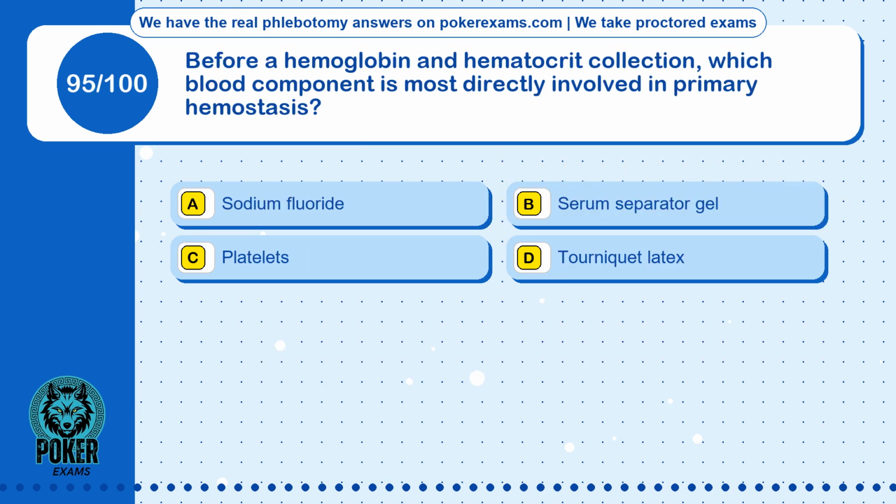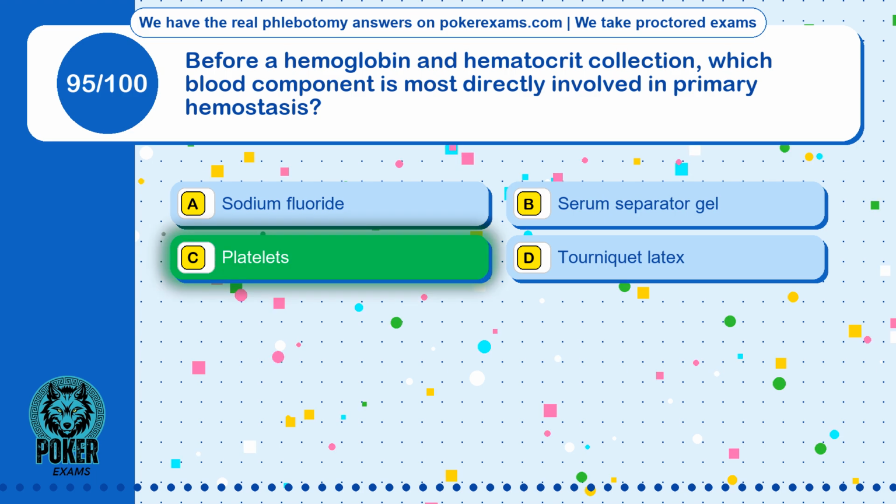Question 95. Before a hemoglobin and hematocrit collection, which blood component is most directly involved in primary hemostasis? Option A, sodium fluoride. Option B, serum separator gel. Option C, platelets. Option D, tourniquet latex. The correct answer is option C.